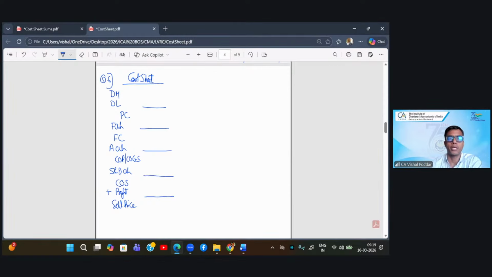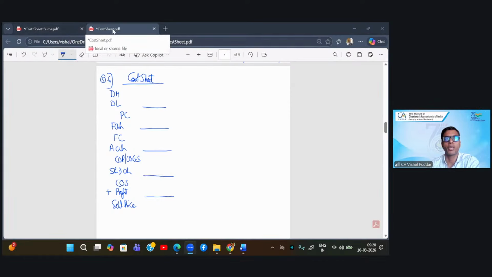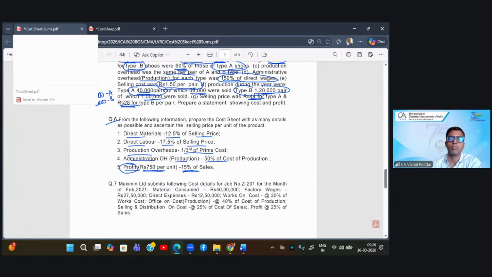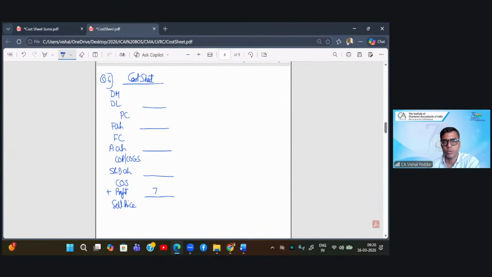After making this entire cost sheet, I will start filling in the blanks with whatever information I know. Interestingly, in this entire question, everything is in percentage or ratio. The only value I know is the profit. They've given the value of profit as 750, plus the percentage: it is 15% of sales. So this will be my starting point. I get this, and this is also 15% of sales. So if I divide 750 by 15%, I will get my sales value.